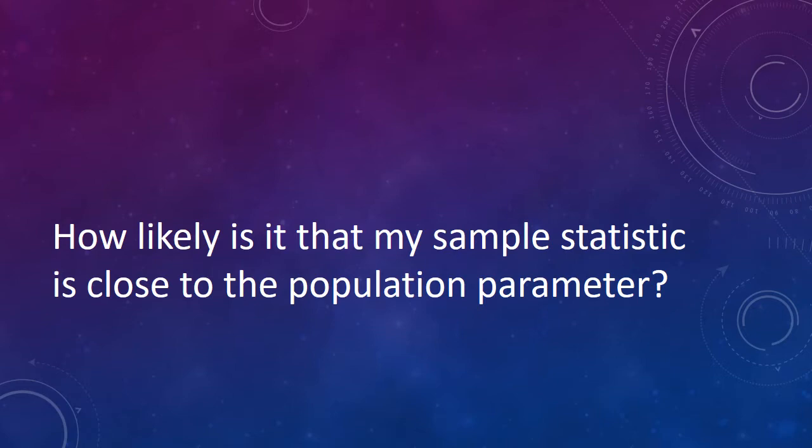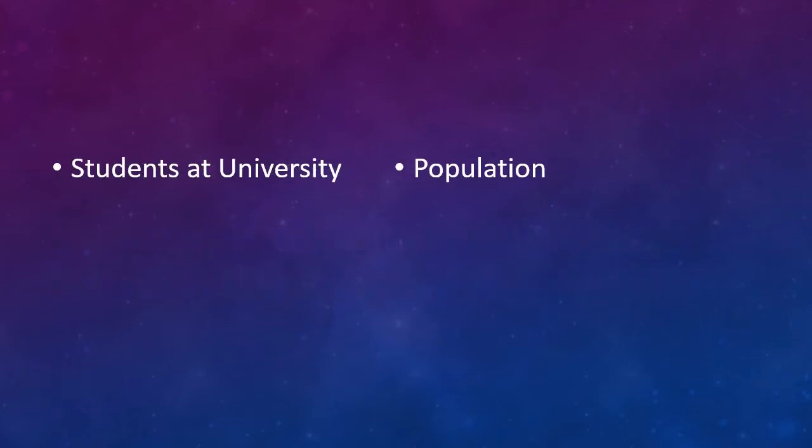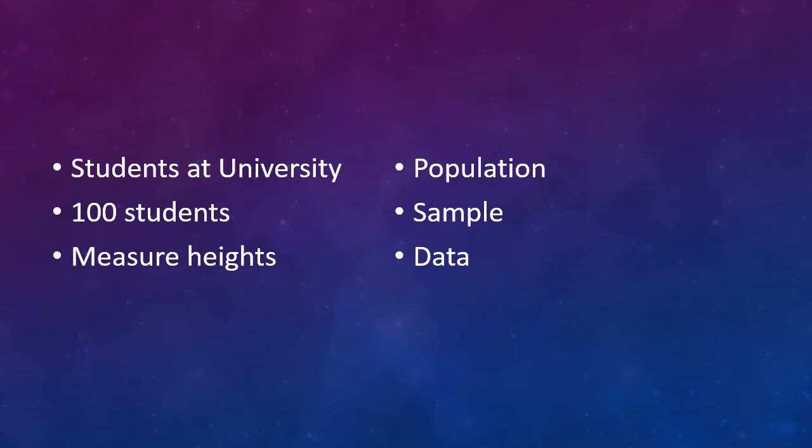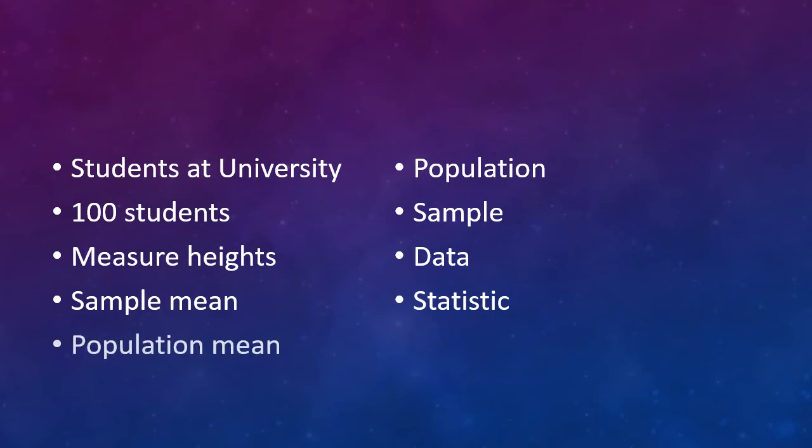estimate the population parameters. For example, if we wanted to find out the average height of students at the university, a population, we might take a sample of 100 students, that's the sample, measure their height, now we have data, and compute the sample mean, a statistic. We then use that sample mean of just those 100 students as an estimate of the population mean, the average height of all students at the university.